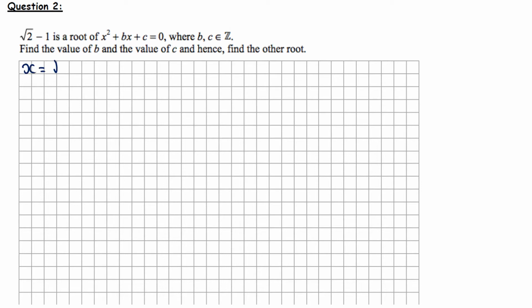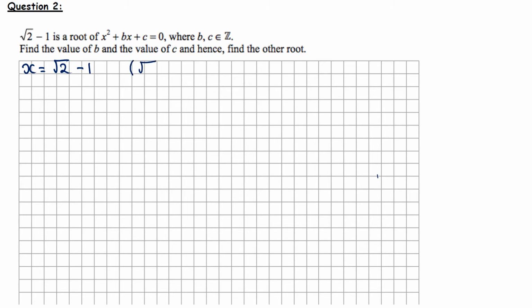X equals root 2 minus 1. Now, we're not used to seeing roots in this form. Generally, we see roots presented to us as integers and we work from there. So presenting here this irrational root, that root 2, is slightly different to anything we've seen, but we're still going to treat it the same way. If we are told something is a root, we know that we can sub it in and it should work.